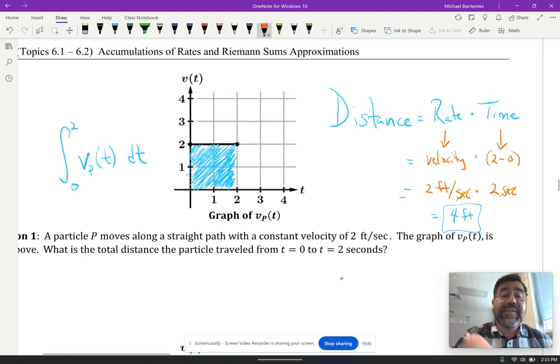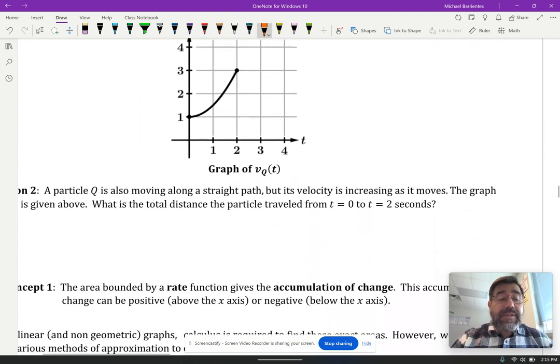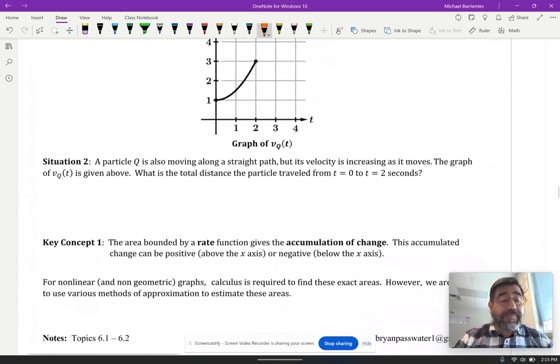Or I guess I should do it in this color since I did it in orange. We were given that velocity function, and not only are we able to find the exact area under the curve and definite integral value, we're also able to interpret what it means. So then I come to situation number 2.